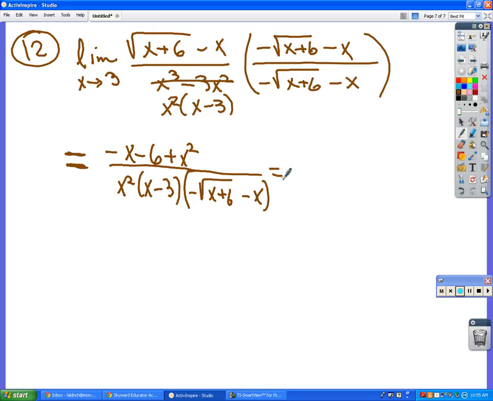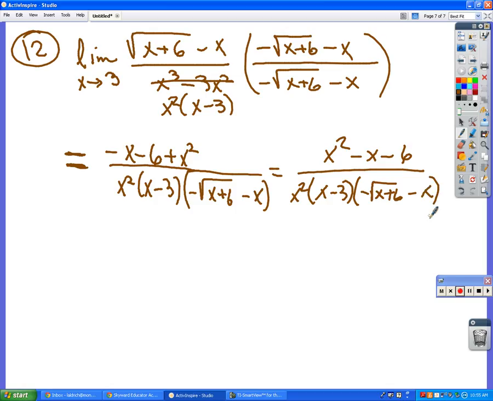Okay, so what I'm going to do just to make you a little more comfortable is I'm going to rewrite the top polynomial in the form that you're used to. And now I hope you can see that when it's written like that, what can I do on the top? I can factor the top. So this factors into x minus 3 times x plus 2. So the x minus 3's cancel. And then now I can just plug in 3. So on top you get 5. And on the bottom you get 9 times negative 3 minus 3.